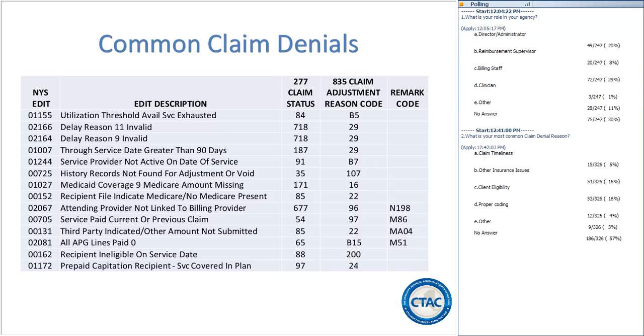And you can see, now the next edit, number 1244, says service provider not active on the date of service. So some of these things occur when you submit a claim to us. If it's a clinic claim, you have to tell us who rendered the service. If you put a provider ID number on there saying who took care of the patient and they weren't enrolled at that time, you're going to hit that 1244 edit.